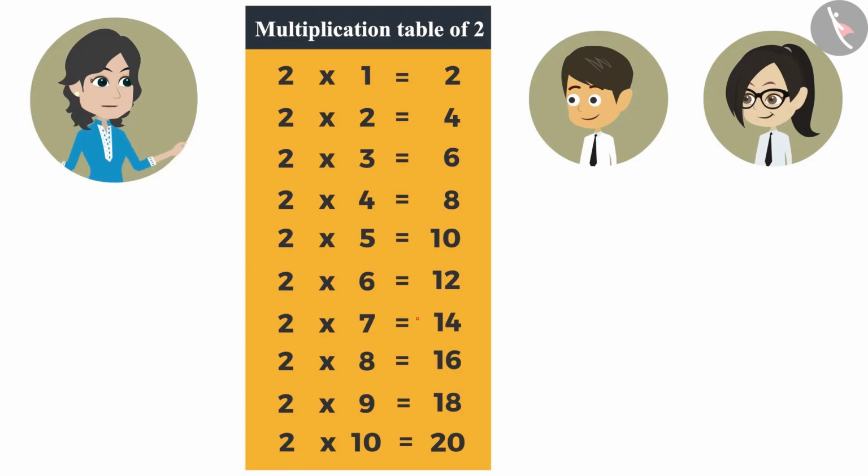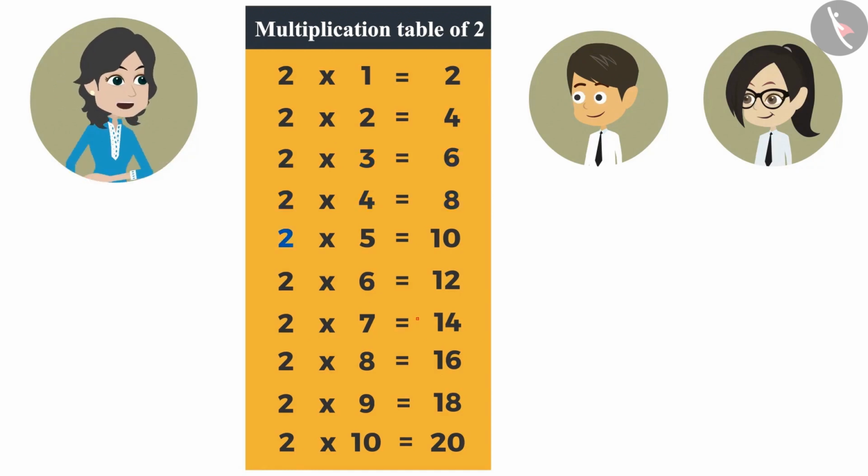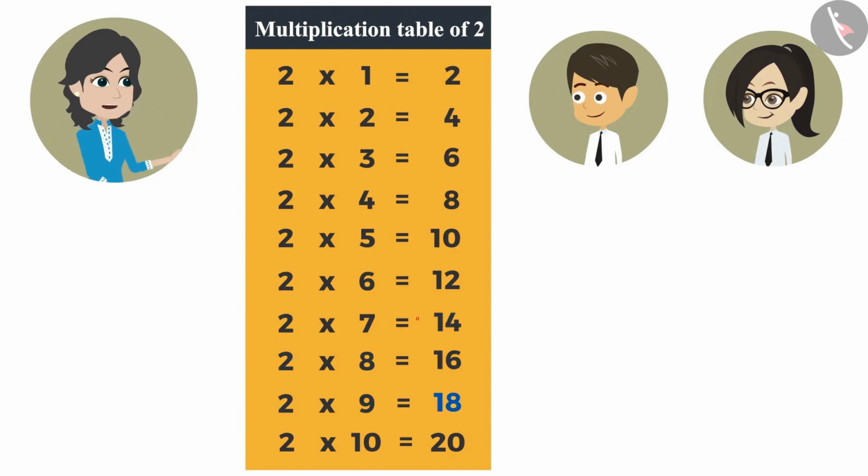We remember the table of 2 like this. 2 ones are 2. 2 twos are 4. 2 threes are 6. 2 fours are 8. 2 fives are 10. 2 sixes are 12. 2 sevens are 14. 2 eights are 16. 2 nines are 18. 2 tens are 20.